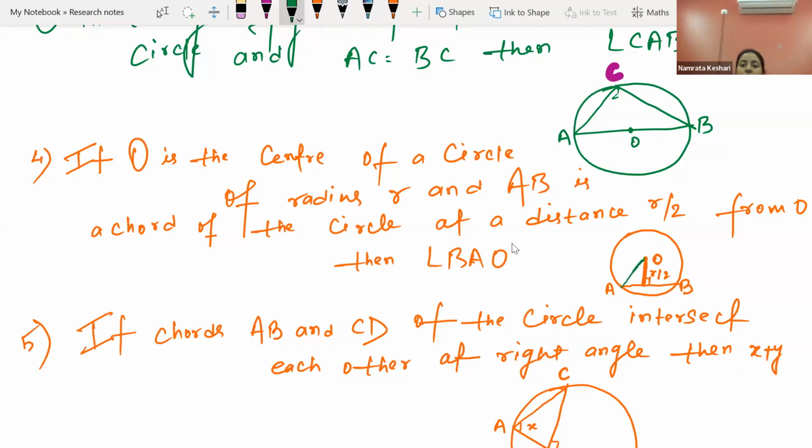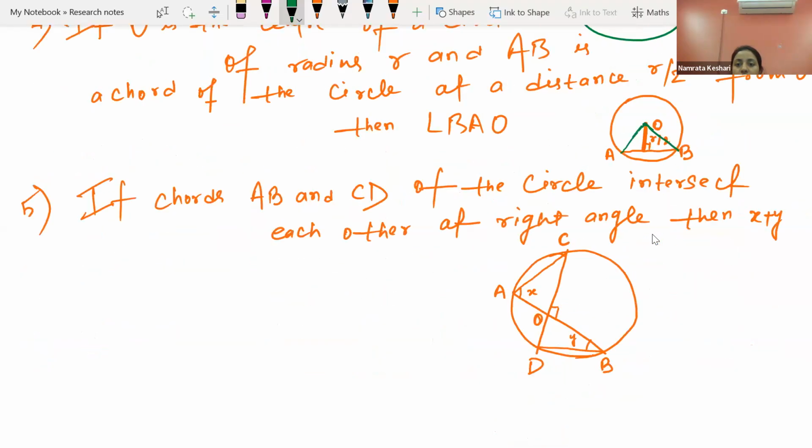And let's continue with what exactly we have to answer. Angle BAO. Okay, let me draw over here. Let's see how we can find angle BAO.